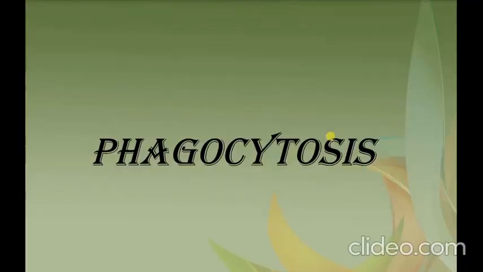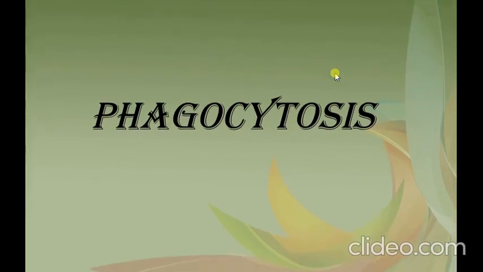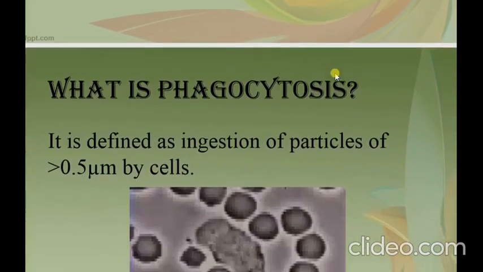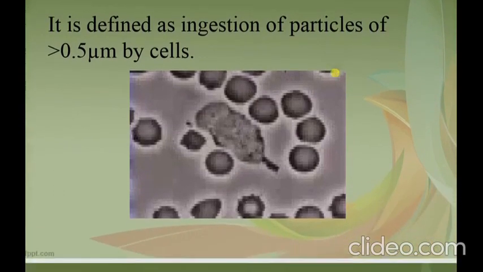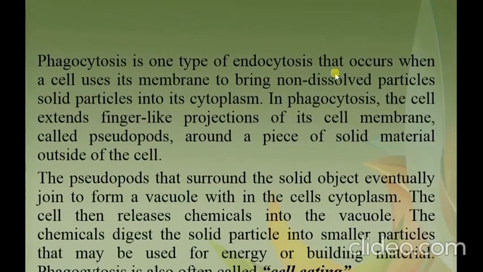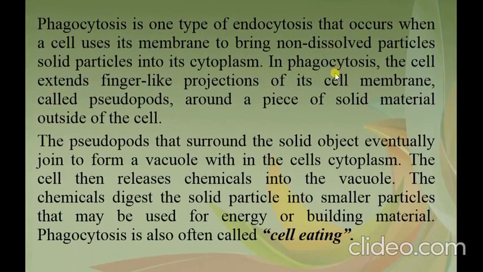Now we will discuss the next process, that is phagocytosis. It is also a process of uptake of nutrients by the cells, defined as ingestion of particles greater than 0.5 micrometer by the cells. And it is one type of endocytosis that occurs when a cell uses its membrane to bring non-dissolved particles or solid particles into the cytoplasm.